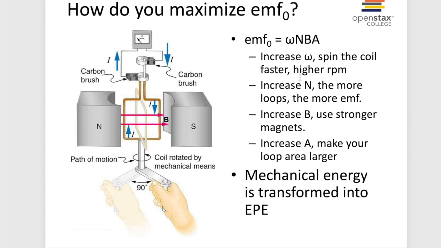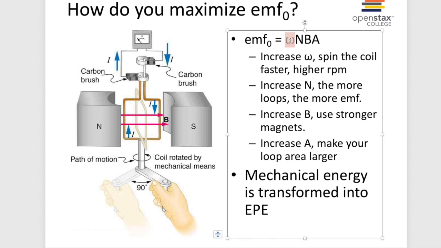How do you increase the maximum EMF you get? Well, you increase any one of those terms. You can add more coils, you can have a stronger magnet, you can have bigger coils that are spinning, or you can spin them faster. In essence, like I said, we're just transforming mechanical energy into electrical potential energy in the form of voltage.